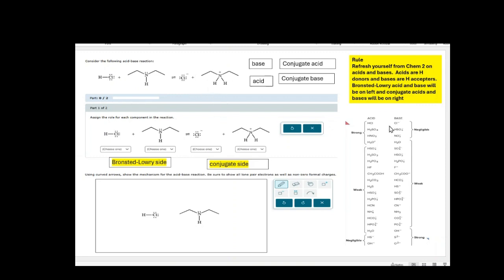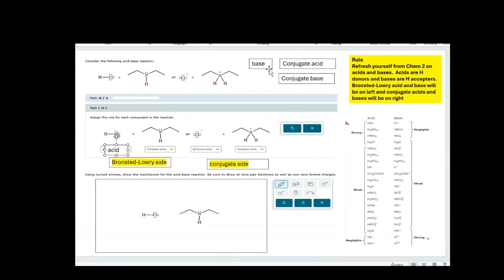So again, I have the most common acids and bases listed right here. So feel free to screenshot it. And these are the ones that ALEKS mostly uses. But let's go to part one of the question, which is to assign a role for each component in the reaction. So we see that we have hydrochloric acid. So we can go ahead and put the acid there. And if you want to verify, you can just go to the table right here and see it.